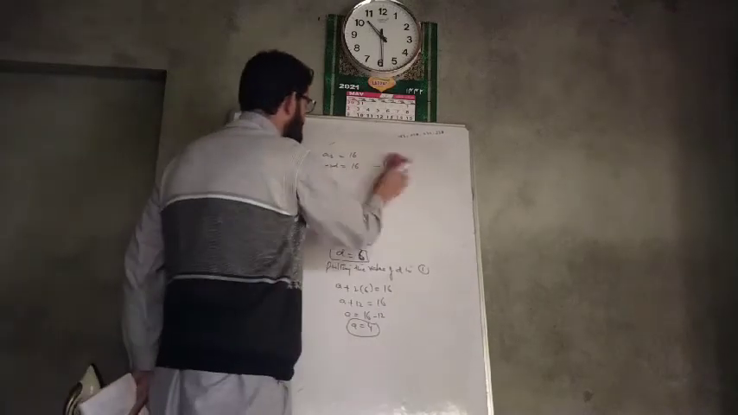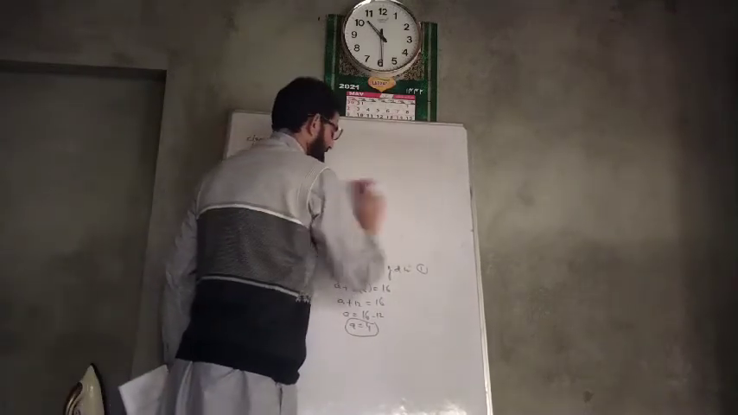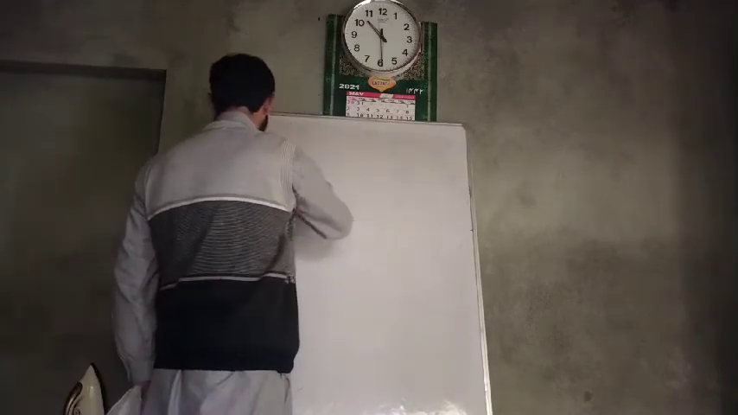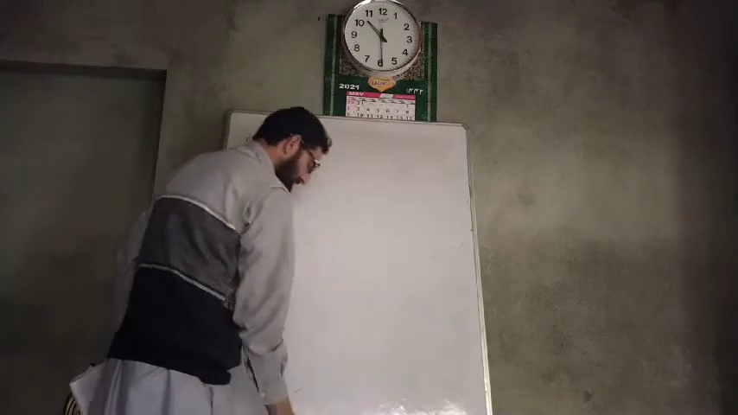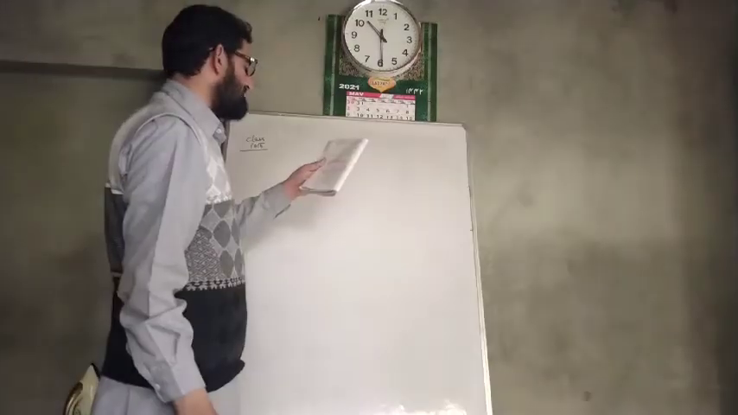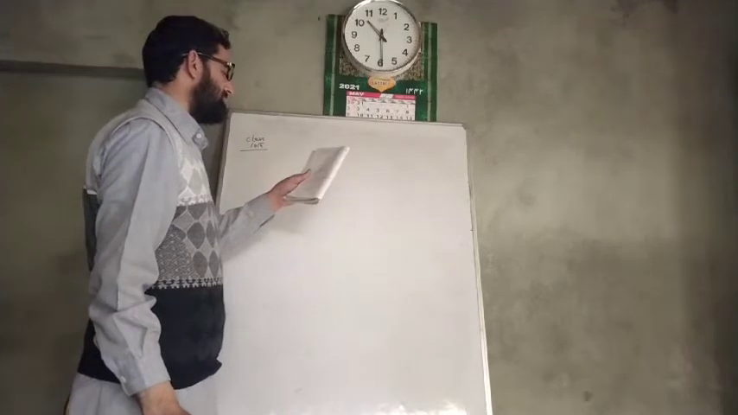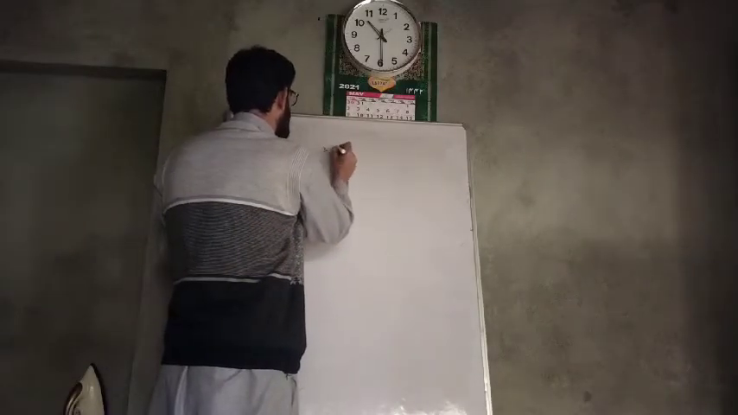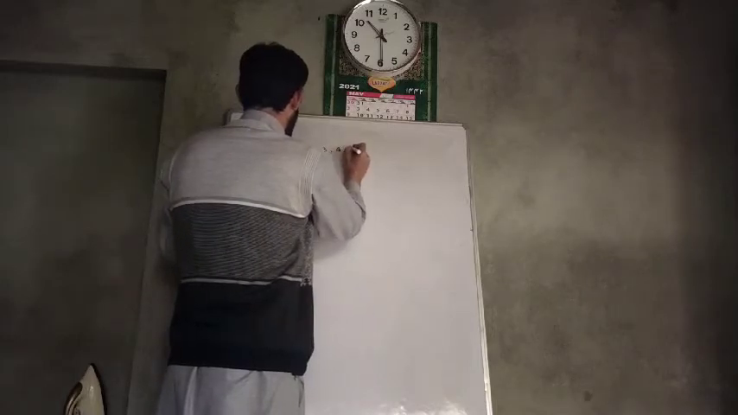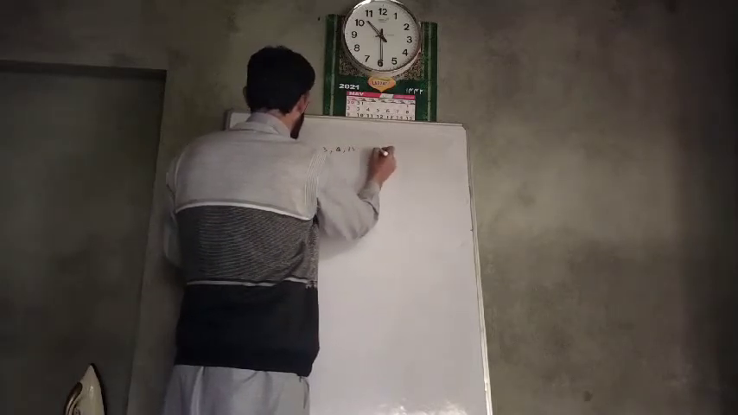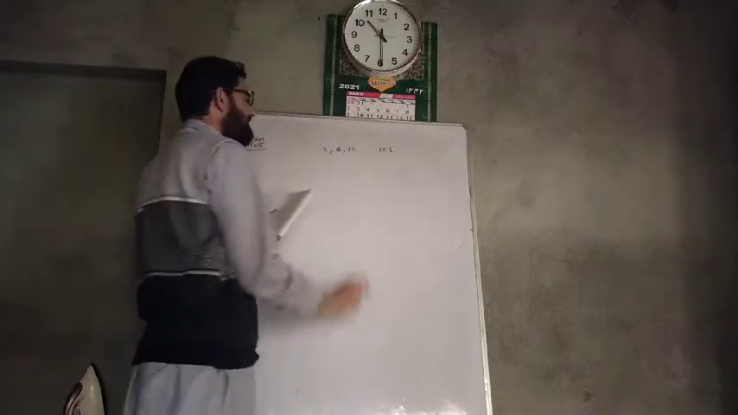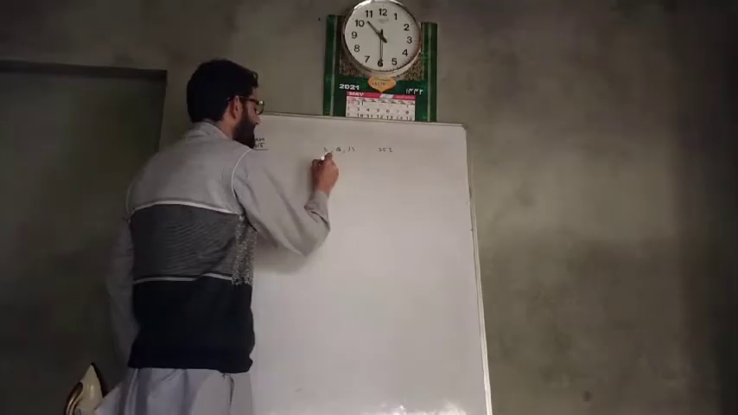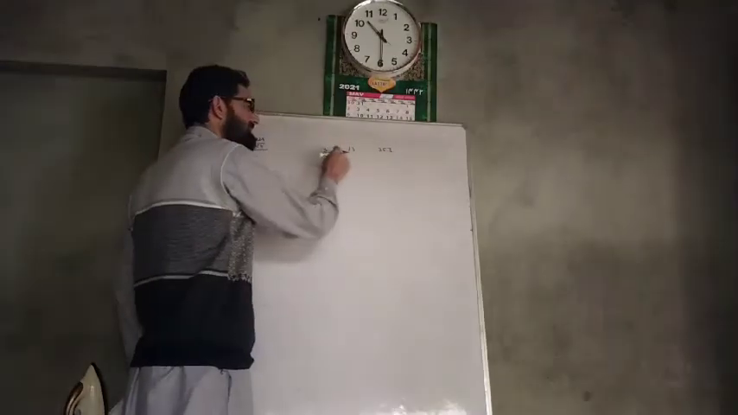Now question number 16 is: find the 20th term from the last term. So what is the AP here? It is 3, 8, 13, and so on, up to 253. We have to find the 20th term from the last term. Let us write this AP like this, with 253 as the last term.